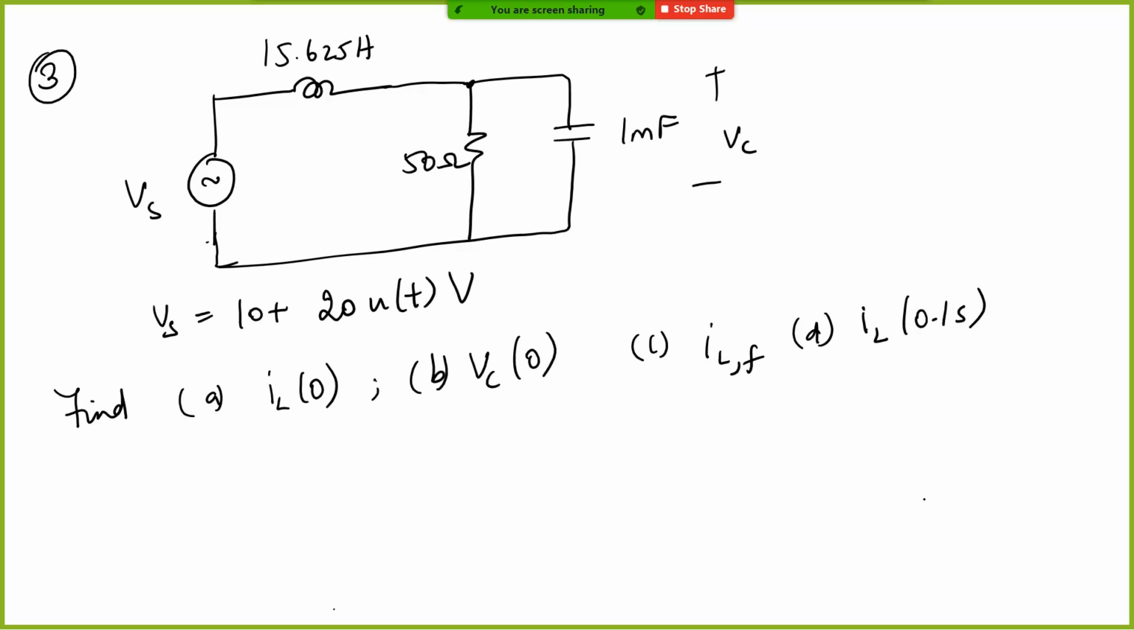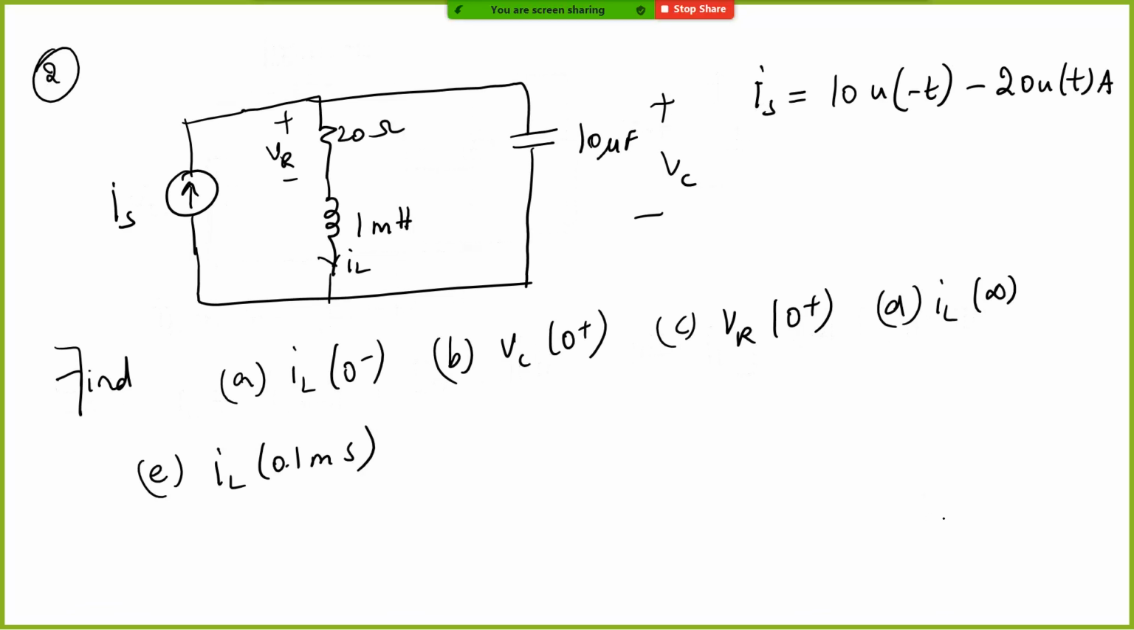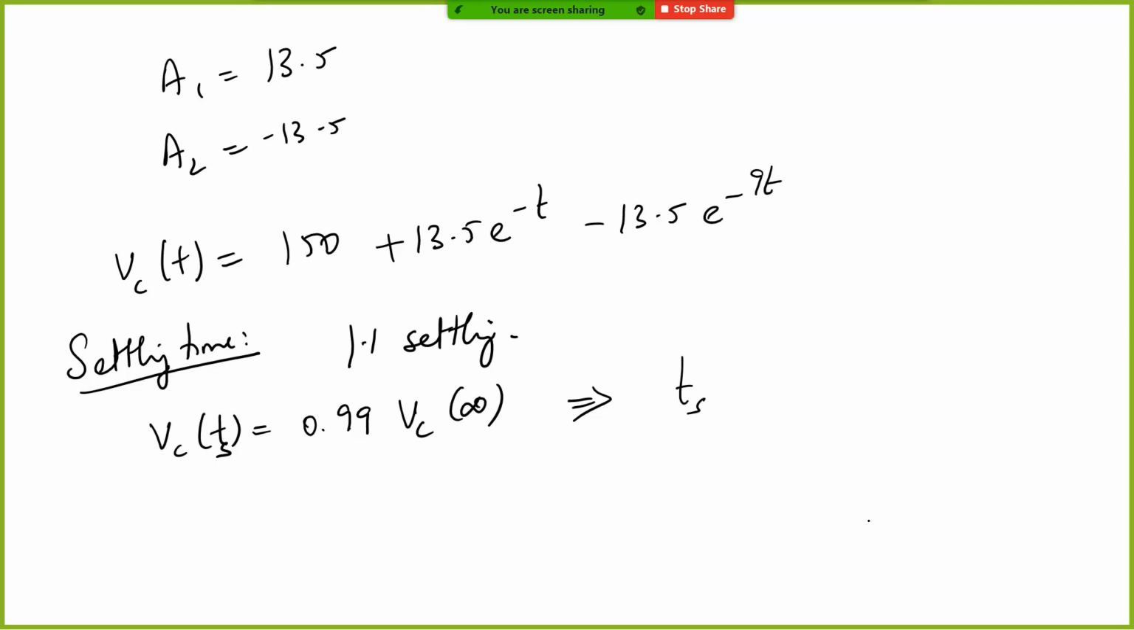Sir, doubt. Can you please go to the previous slide? The settling time one. You said that 1% settling means 1% of the maximum value of the VC of t. But the maximum value will not be VC infinite. I'm calculating it, and it is coming at 0.2746 times. Okay, got it. So I should have clarified it.